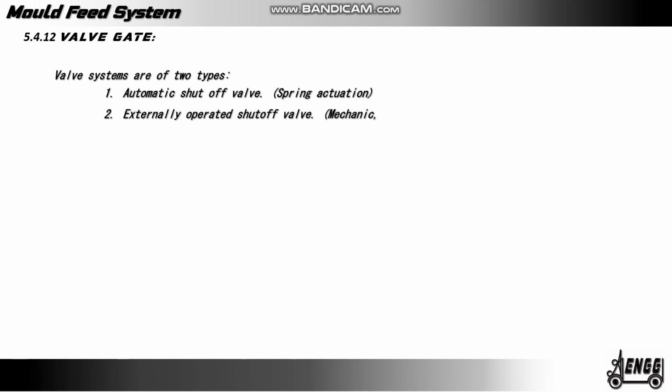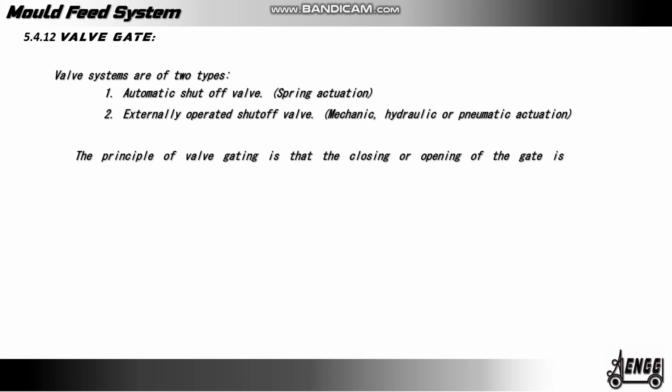Valve gate. Valve systems are of two types. One, automatic shut-off valves, that is spring actuation. Two, externally operated shut-off valve, with mechanical, hydraulic or pneumatic actuation. The principle of valve gating is that the closing or opening of the gate is independently controlled.